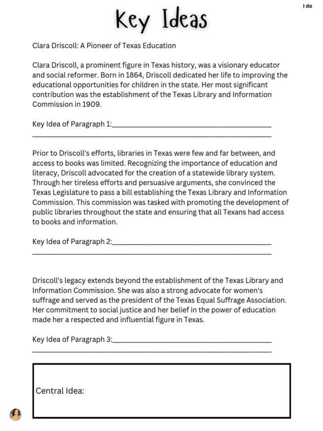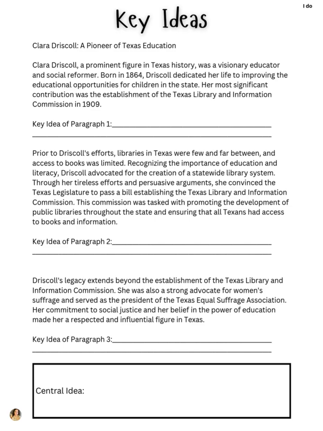Clara Driscoll, a pioneer woman of Texas education. Clara Driscoll, a prominent figure in the Texas history, was a visionary educator and social reformer. Born in 1864, Driscoll dedicated her life to improving the educational opportunities for children in the state. Her most significant contribution was the establishment of the Texas Library and Information Commission in 1909. Prior to Driscoll's efforts, libraries in Texas were few and far between, and access to books was limited. Recognizing the importance of education and literacy, Driscoll advocated for the creation of a statewide library system.